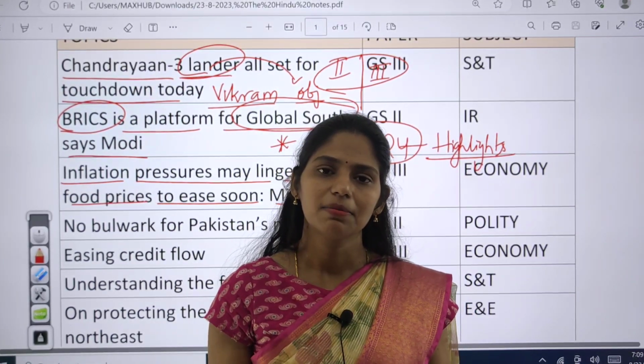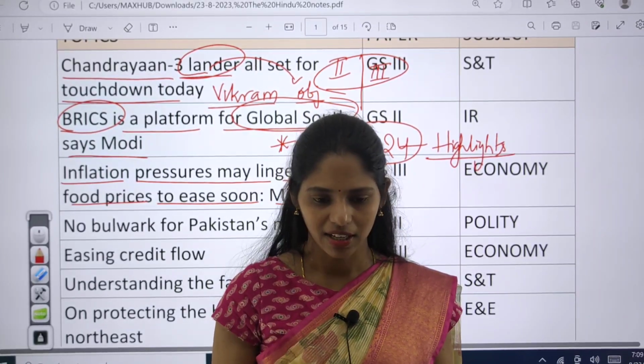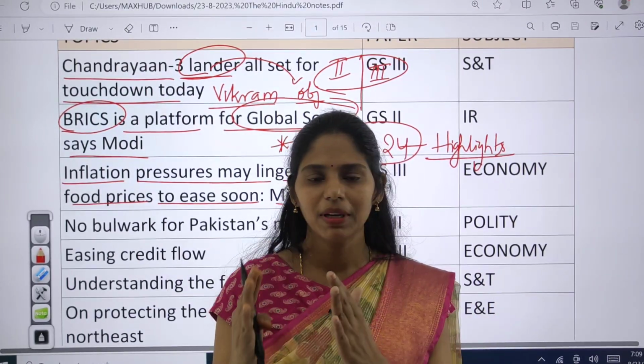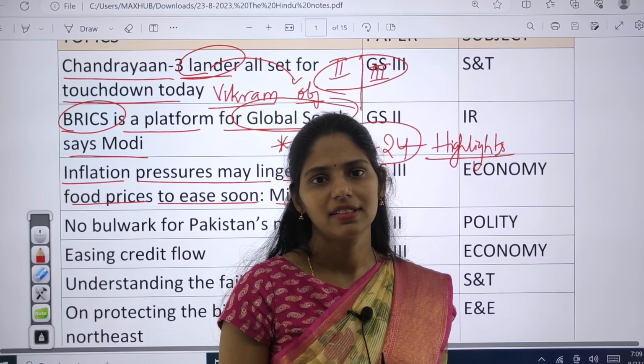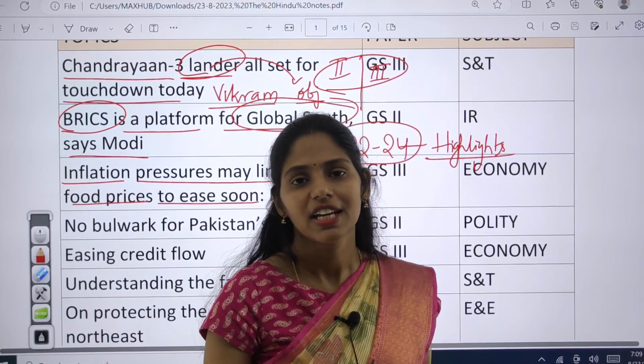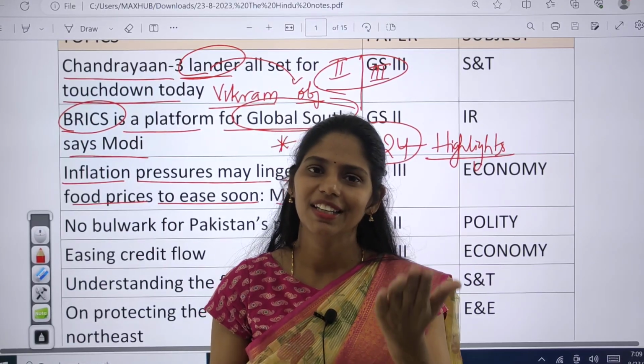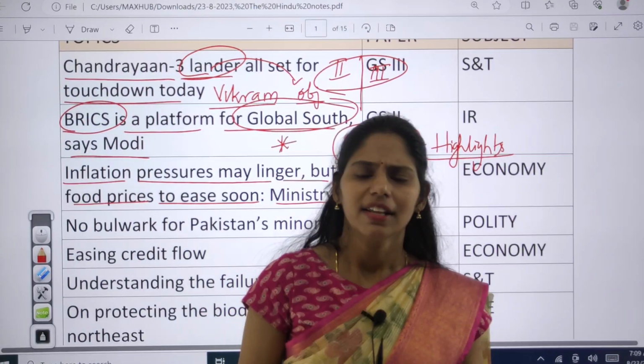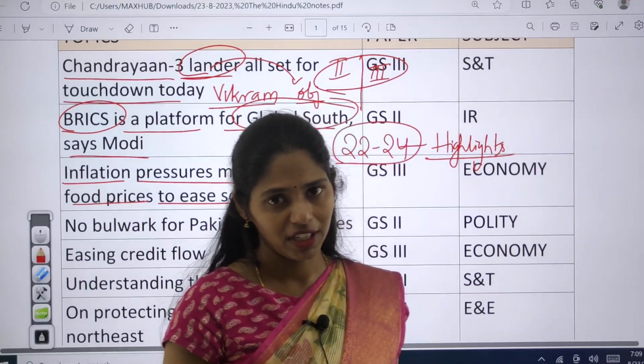And next one is built in because of change in the lifestyle. For example, if the people who are consuming only pulses, because of increasing salary, move towards eating non-veg, then automatically the non-veg price will be increased, right? So these are the three types of inflation.